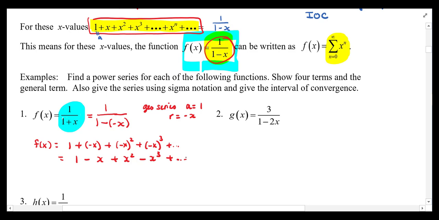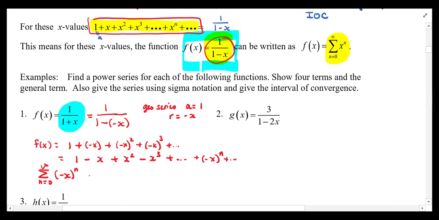So those are the first four terms, and I should give you the general term as well. Hopefully you can see this is just negative x to the power of n, plus dot dot dot. And therefore, if I wanted to change this into a summation using sigma notation, I would write this as the summation of n equals 0 to infinity, and the expression would be negative x to the power of n.